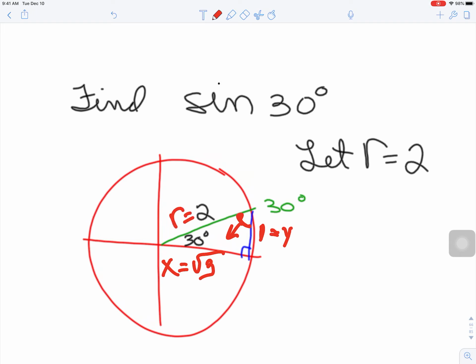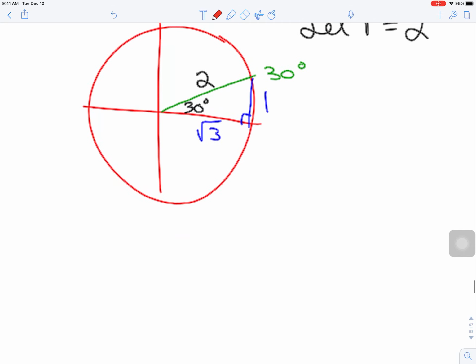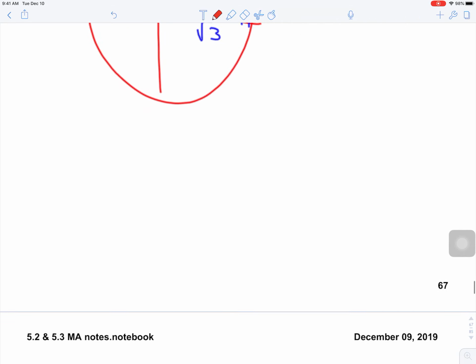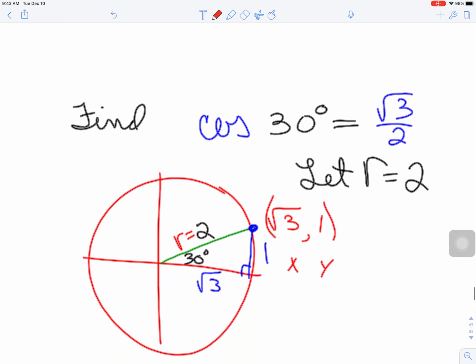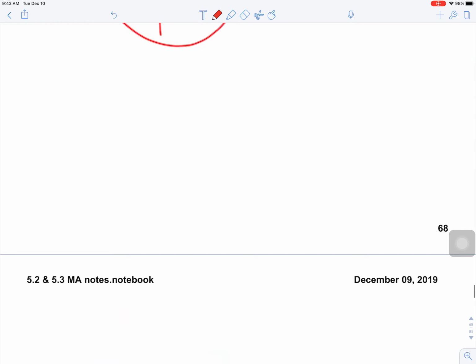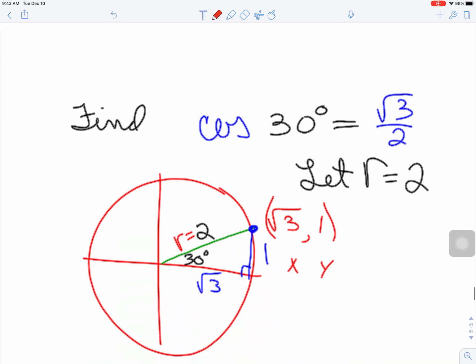Sine is defined as the y value over the radius. So the sine then, once I've got these labeled, I just pull out the number. The sine is the y value over the radius, and that's, sorry, here it is. Sine is 1/2. If I wanted to find the cosine, that's what's happening on this page. If I wanted to find the cosine, it's just square root of 3 over 2.